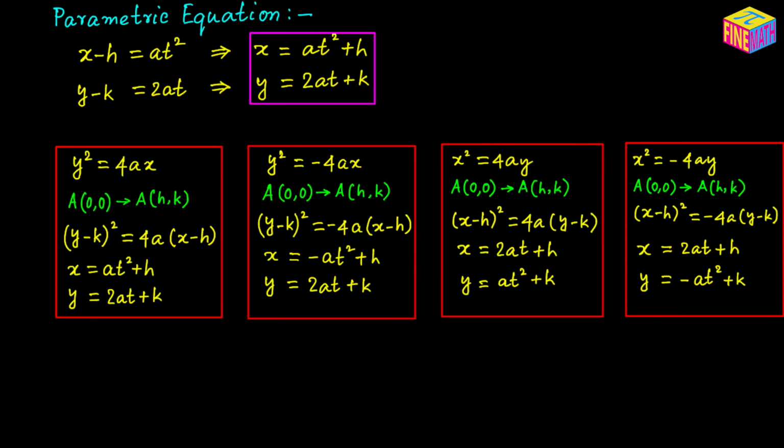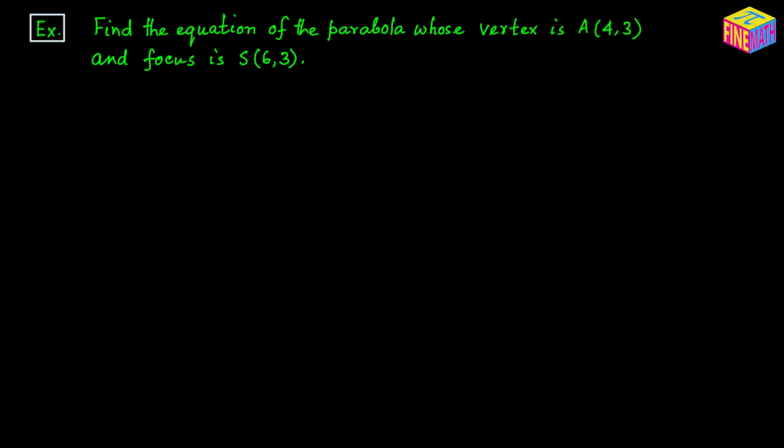Next, I am going to take an example. Let's suppose we have an example like this. It says find the equation of the parabola whose vertex is A, which is located at 4, 3, and focus is S, which is at 6, 3. So if you carefully look at the vertex and the focus, you will realize that they are actually on a line which is parallel to the x-axis, because both of them have the same y coordinate. And also the x coordinate of the focus is greater than the x coordinate of the vertex. That means the focus is actually to the right of the vertex. That means the parabola opens to the right.